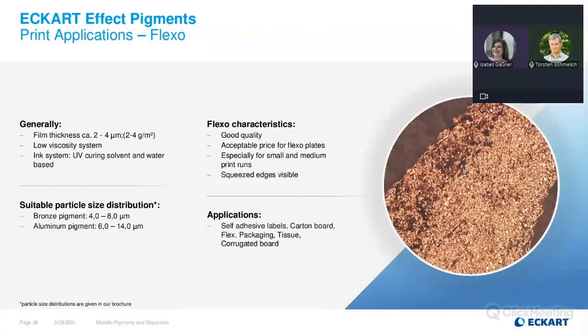Squeezed edges sometimes are visible if the pressure between printing plate cylinder and impression cylinder is too high. But in the last years and decades, the quality level went up very much, and this should not be a problem anymore. Typical applications for flexo printing are self-adhesive labels, carton board printing, flexible packaging as well, and in our case also for metallics. Tissue printing is a very high demand, as well as corrugated board.